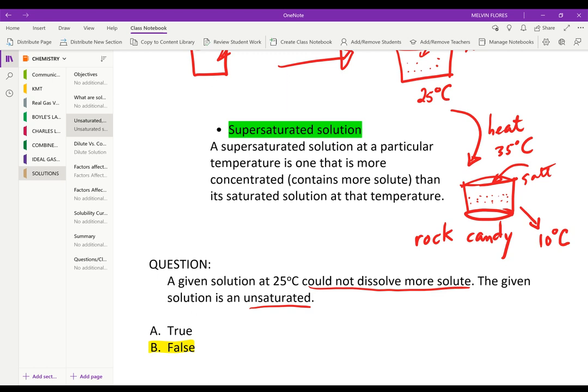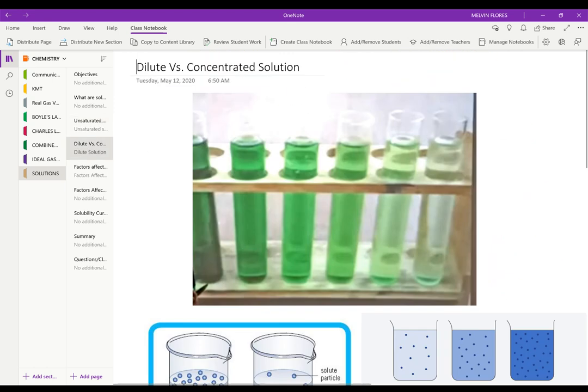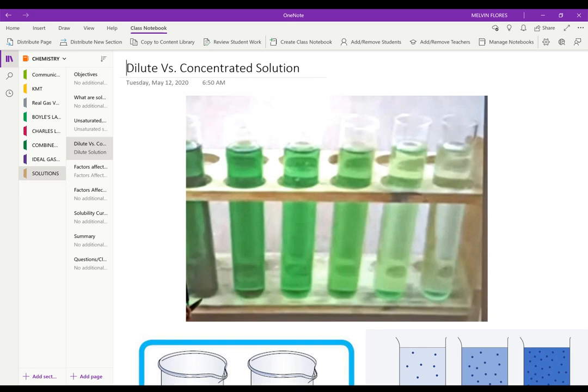Okay. All right. I have another one here. Let's take a look at this example. What is the same with all the test tubes that you'll see in the picture? As you can see, they have the same amount of water, but the difference is the color that they have. This one has a darker color compared to this one, which is lighter in color. Although they have the same amount of water, what might be the difference?